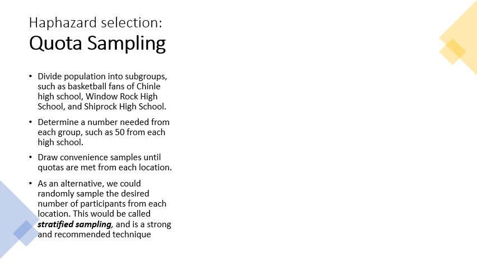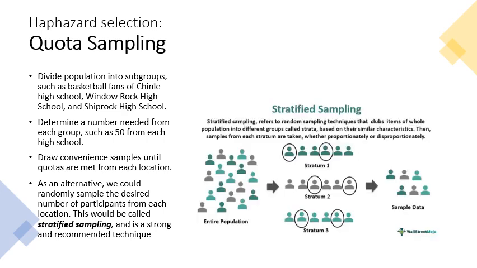Quota sampling will remind you very much of our stratified sampling, but here's the big difference. So it'll look the same like this. You're dividing your population into subgroups, just like you did here. And I have an example here of Chinle High School, Window Rock High School, and Shiprock High School. And you determine how many you need from each group based on proportions, such as 50 from each high school. And then you draw convenience samples until quotas are met for each location. So like you at a basketball game, you give a talk, and as soon as you get 50 from Chinle High School, you stop. No more from there. As soon as you get 50 from Window Rock, stop, and so forth.